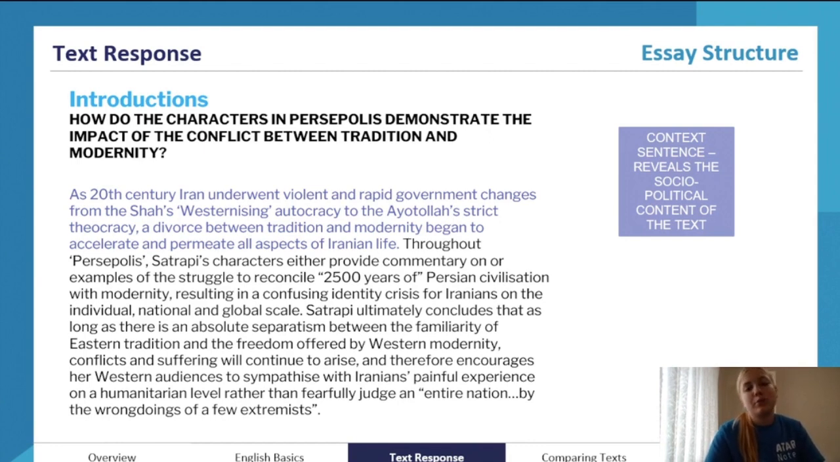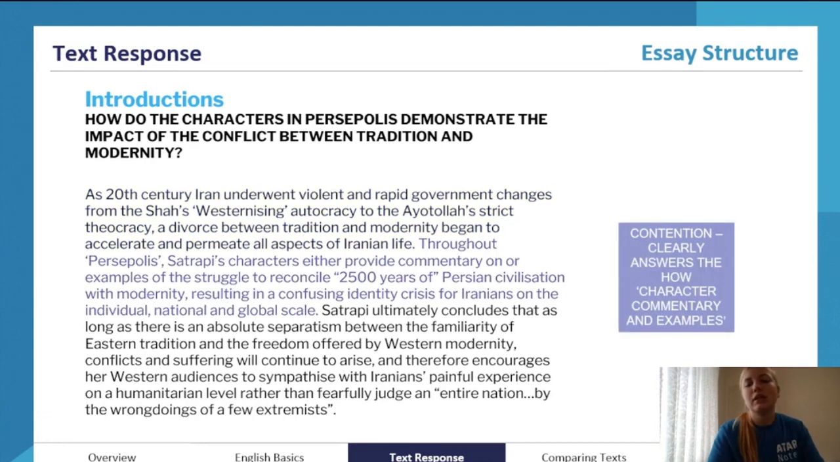And we even mentioned a divorce between tradition and modernity began to accelerate and permeate all aspects of Iranian life. Then we have a contention that clearly answers the prompt statement. So, throughout Persepolis, Satrapi's characters either provide commentary on or examples of the struggle to reconcile 2,500 years of Persian civilization with modernity, resulting in a confusing identity crisis for Iranians on the individual, national, and global scale. So instead of doing a signpost of all the arguments, it's kind of incorporated in there.